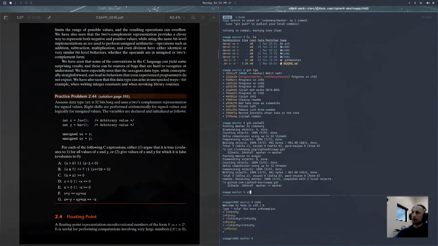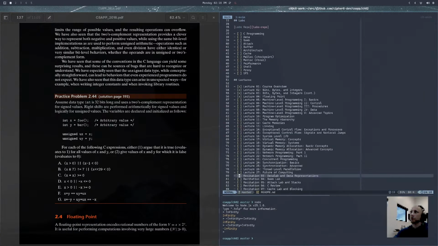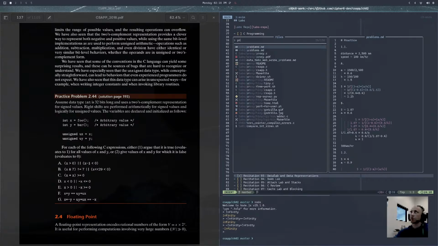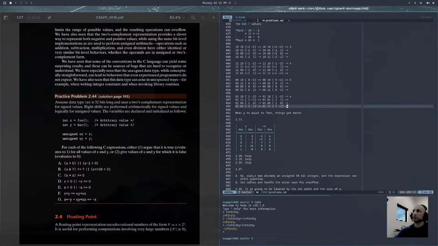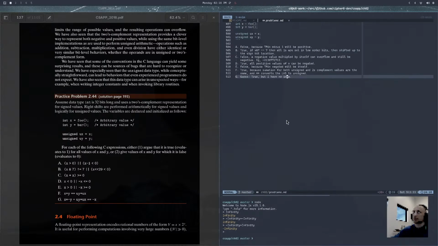So I'm going to vim up the problems for chapter 2, and I'm only going to do the ones that actually interest me for floating point. So let's start reading.